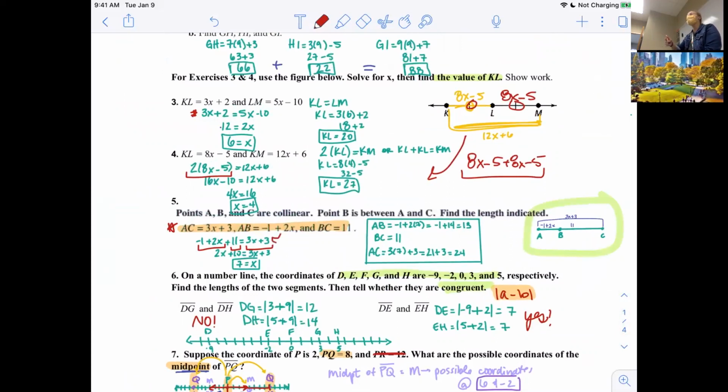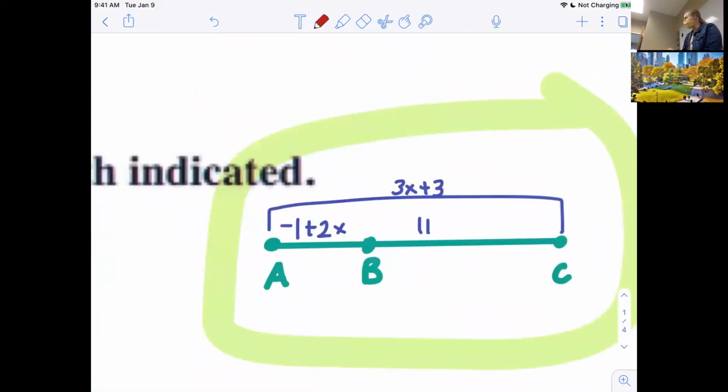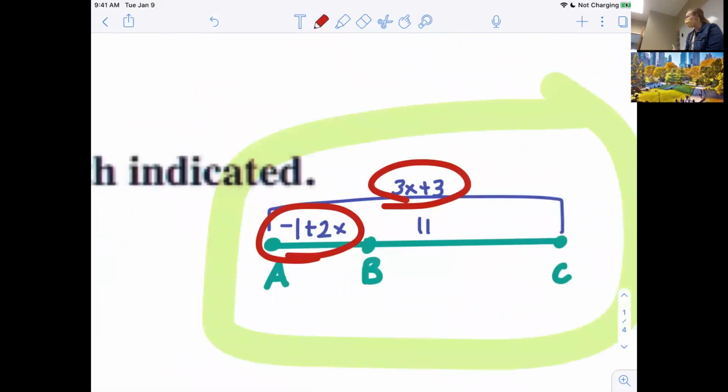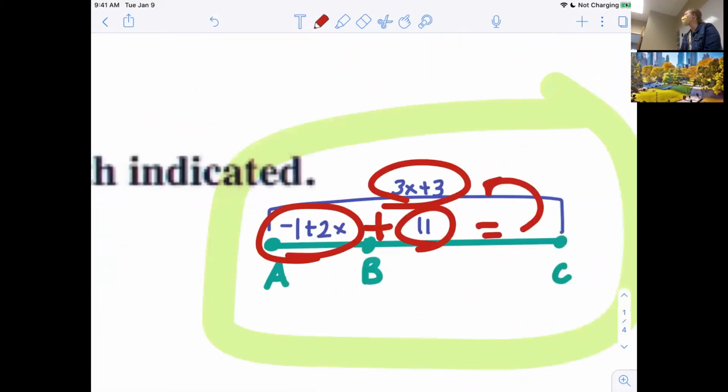I really encourage you to also draw a picture, label that picture. It's going to make it seem a lot easier. Once I drew the picture, it was really easy to see. Oh, AC is the whole distance. Oh, AB is right here, it goes from A to B. Oh, BC is this one right here. And I can easily see that I add the 2 parts to equal the whole.